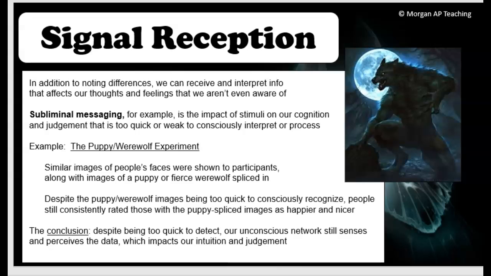Okay, so despite the puppy and werewolf images being too quick to consciously recognize, people still consistently rated those with the puppy spliced images to be happier and nicer. So meaning the faces where the puppy images were spliced in really quick and you couldn't even realize you saw it, you thought those people seemed really nice. Those folks are great. And then the folks where their face was spliced in with a werewolf, they're like, oh, those people seem mean. That's subliminal messaging.